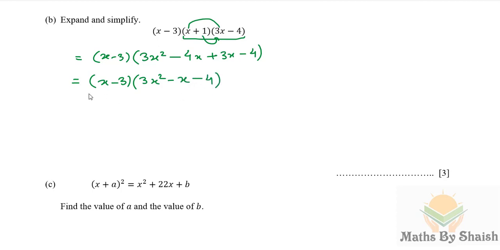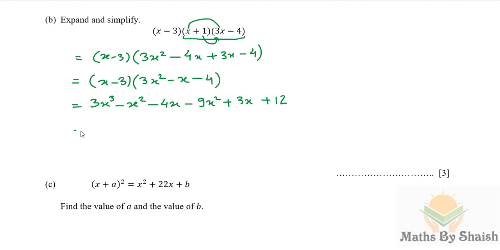Now we are going to multiply with x first. So 3x square into x is 3x cube. x into x is x square. x into minus 4 is minus 4x. Now it is minus 3 into 3x square. So minus 9x square, minus minus plus, 3 into x is 3x, and minus minus plus, so it is 3 4 is 12.